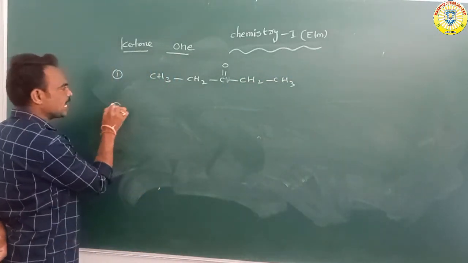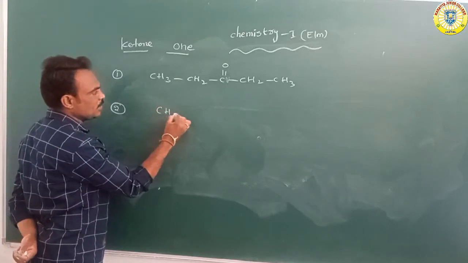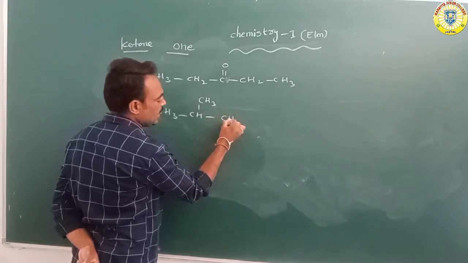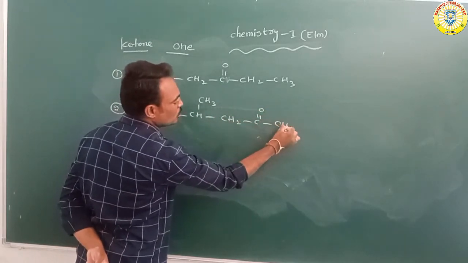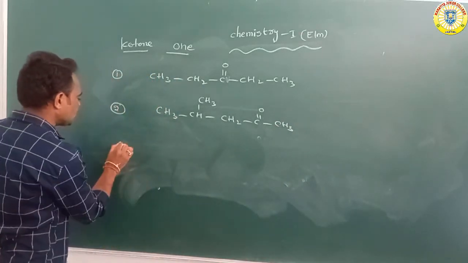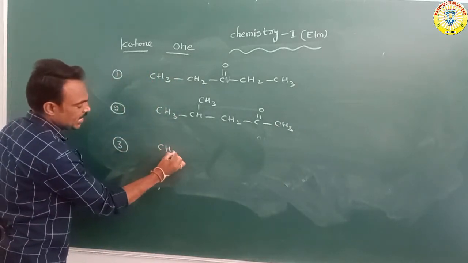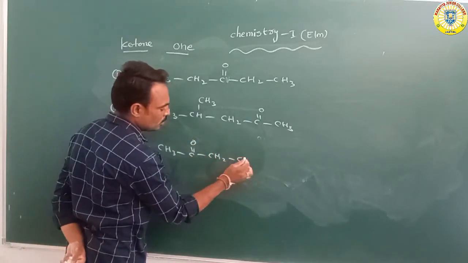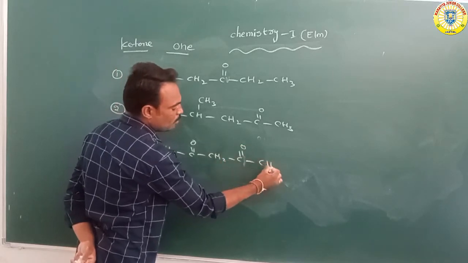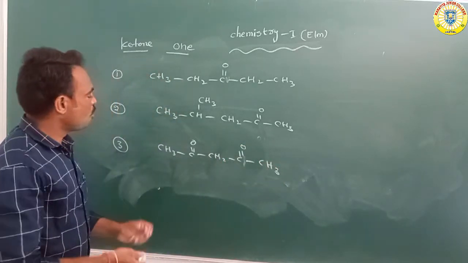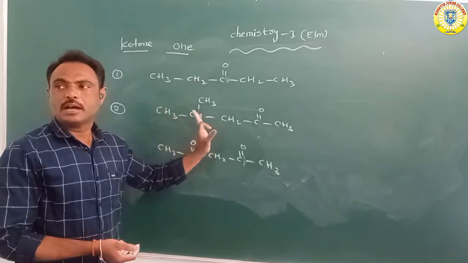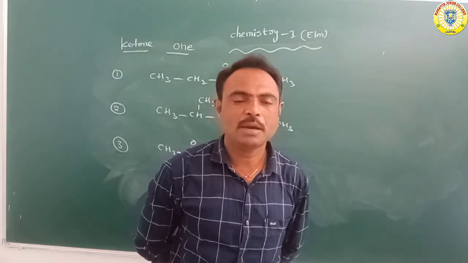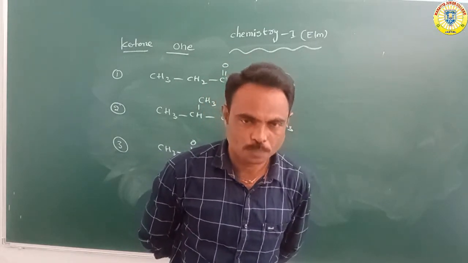Or suppose the second one: CH3 bond, CH bond CH3, CH2 bond, C double bond O, CH3. Next, the third example: CH3 bond, C double bond O, bond CH2, C double bond O, bond CH3. So overall, all of these examples are attached with the ketone functional group, C double bond O.